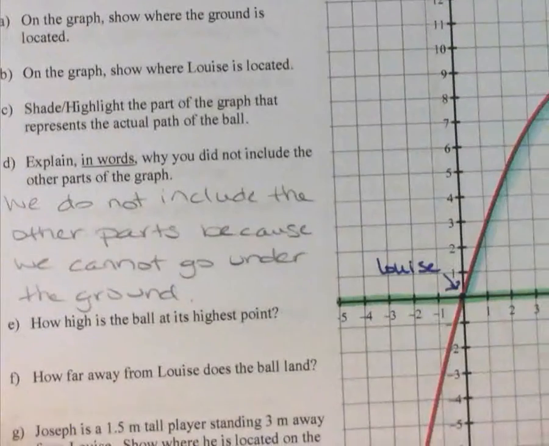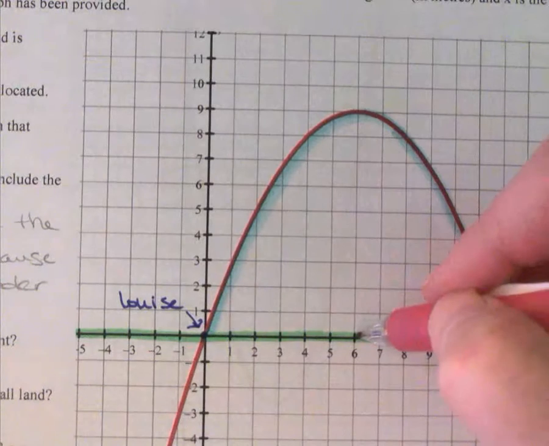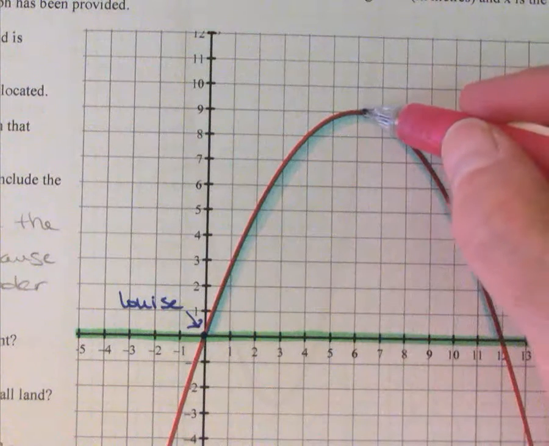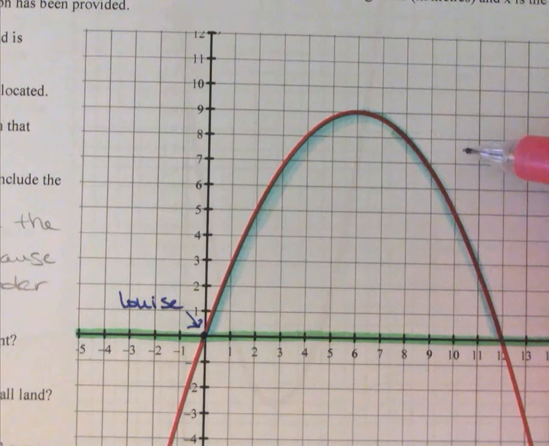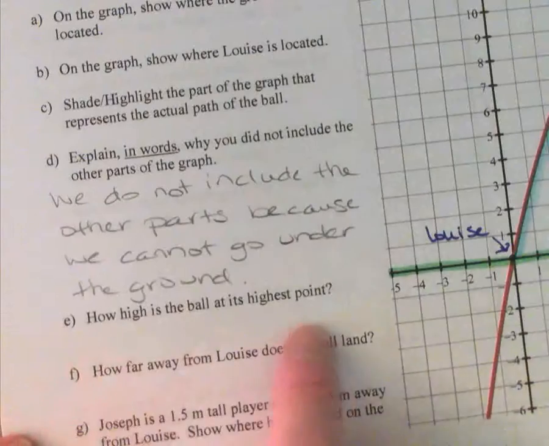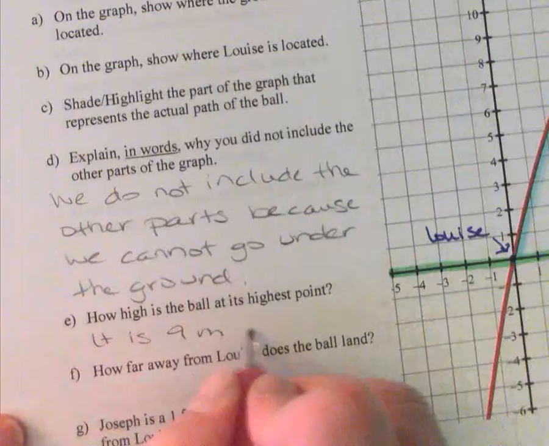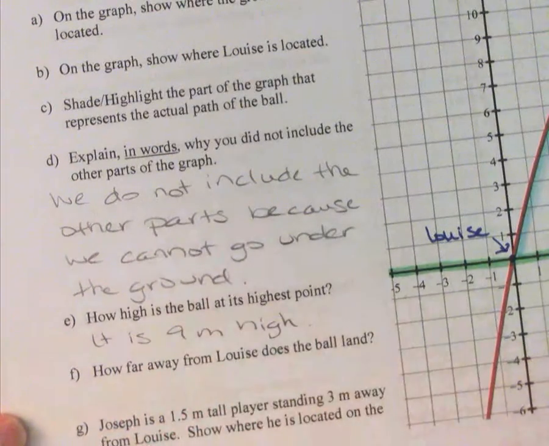It wants to know how high the ball is at its highest point. So what it's looking for is the vertex. So let's go look for the vertex. The vertex here is at 6, so the highest point the ball goes is 9. And we're measuring in meters, so the highest point is 9 meters. So how high is the ball at its highest point? It is 9 meters high.